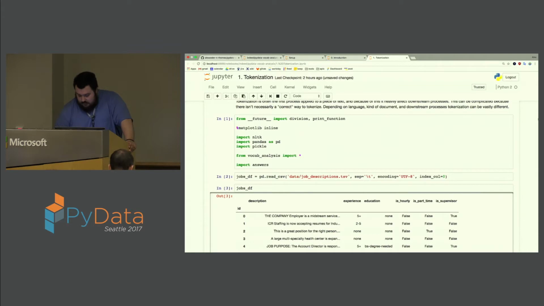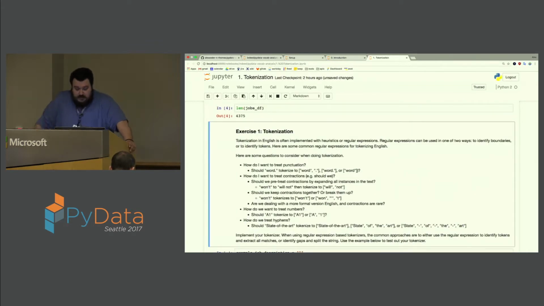So again, we see our data. Here are some things we want to consider. How do you want to handle punctuation? If a word ends in a period, should the period be with the other characters in the last word, or should it be on its own? How should we treat contractions? English and a few other languages have these weird things where sometimes we'll just collapse words together. Should we split them up? What should happen to the apostrophe? Should we keep them together? How do you want to handle numbers? And how do you want to handle hyphens?